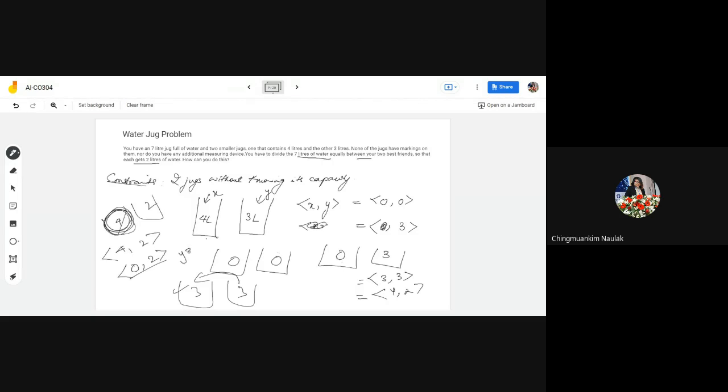Now y is having 2, right? And in the next step I can move the amount of liter in the second jar to the first jar, and it would be 2 comma 0, right? So this is how you do it. And how are you going to do this in artificial intelligence? For this you have some rules given to you.